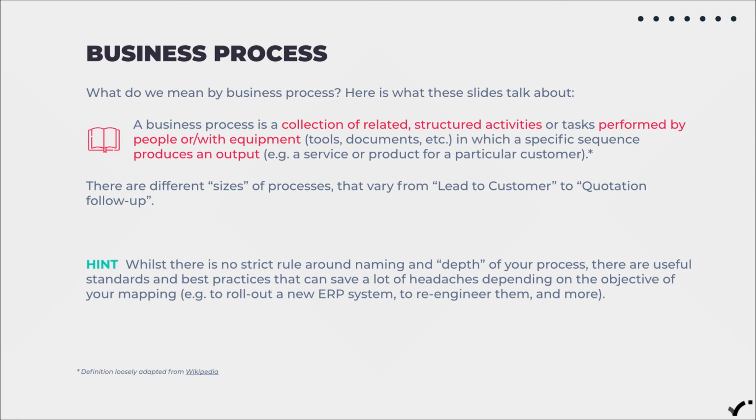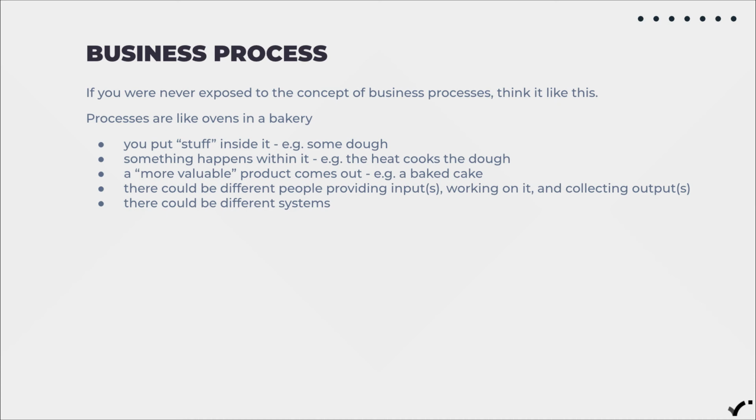There are different types of processes and sizes. A process can be as big as lead to customer, so from where you actually scout a lead on the market until when you turn them into a customer, but they can be as small and as atomic, if you want to call them like that, as quotation follow-up. So there is no strict rule about how you name your processes, how deep you have to go, but there are definitely a lot of standards and best practices out there. So don't reinvent the wheel. Have a look at what's out there, what fits your bill. I've shown you here something that usually works in many cases and in different circumstances, big and small companies as well. So what are business processes?